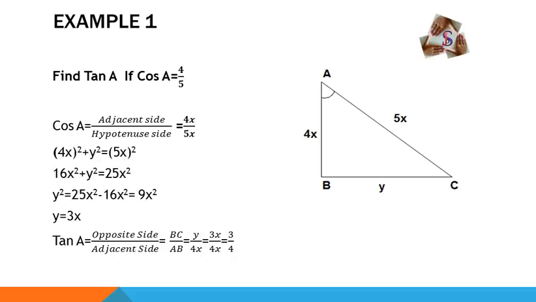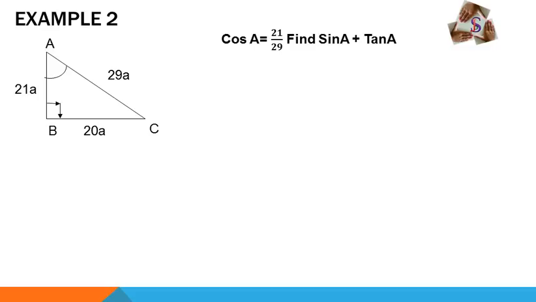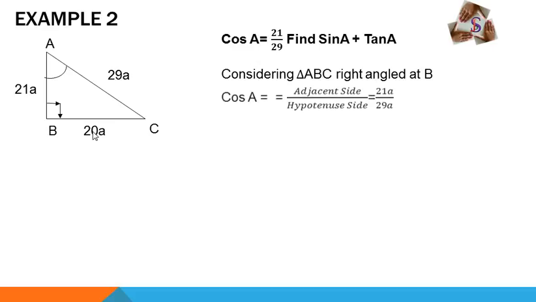Moving on to our next example. Cos A is equal to 21 by 29. Find sin A plus tan A. Similarly, we are considering a triangle ABC, right angled at B. Cos A, so my reference angle is A, is adjacent side by hypotenuse side. So my adjacent side is 21A and my hypotenuse side is 29A.